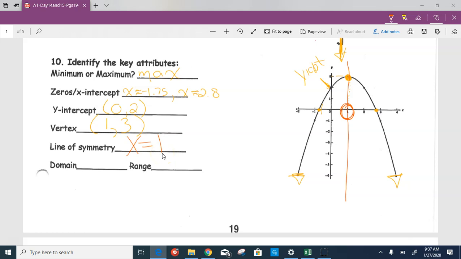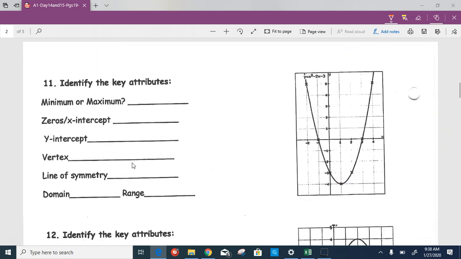What's the domain? Well, for all of these, the domain is going to be all real numbers because this graph continues to spread forever left and forever to the right. However, the range, well, it has a highest value at positive 3. So it hits the highest value at positive 3 and then goes back down forever into negative infinity. So there is our range. Let's go ahead and continue practicing with our next examples on the back.